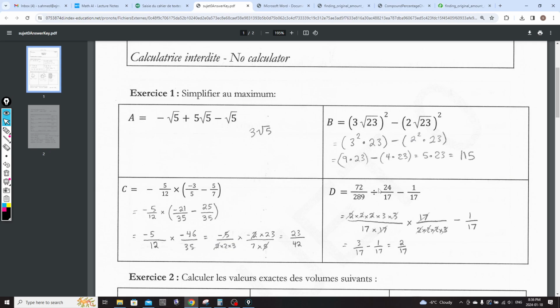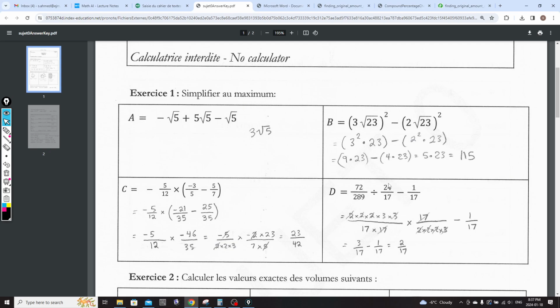First things first, what's most important to do according to BEDMAS? Well, is it division or subtracting? And it is division, right? So division is more important. So what I'm going to do is first split 72 and 289 into their prime factors. Well, 72 is 2 times 2 times 2 times 3 times 3, and 289 is actually a perfect square. It's 17 times 17.